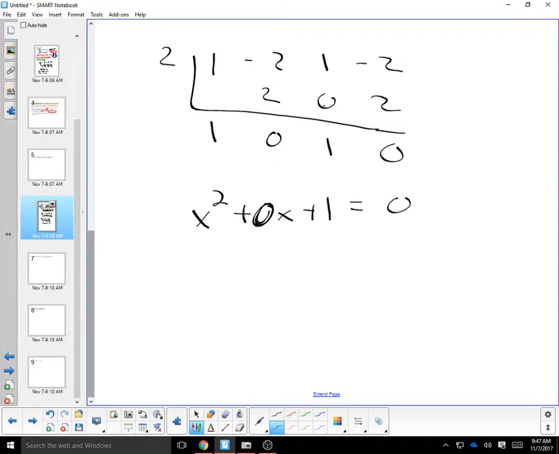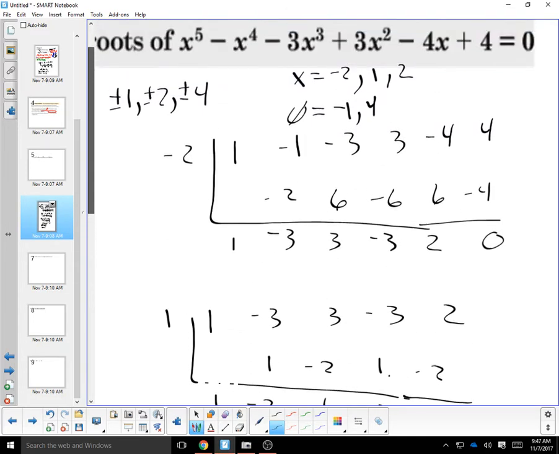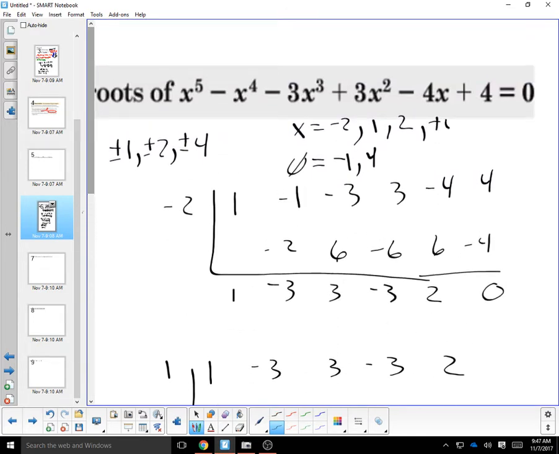If this is equal to 0, we're going to get x squared is equal to negative 1. Notice we got i. So x is equal to plus minus i. And there's our other two roots, positive i and negative i. But we've got all 5 roots. 3 of them are real. 2 of them are complex or imaginary.